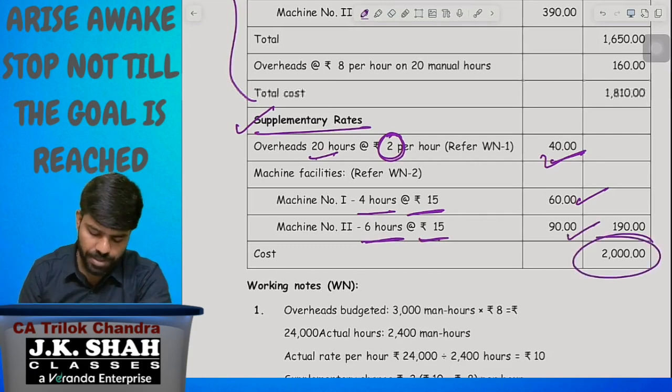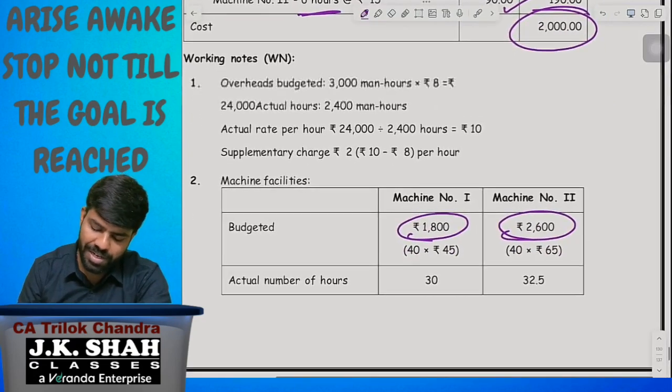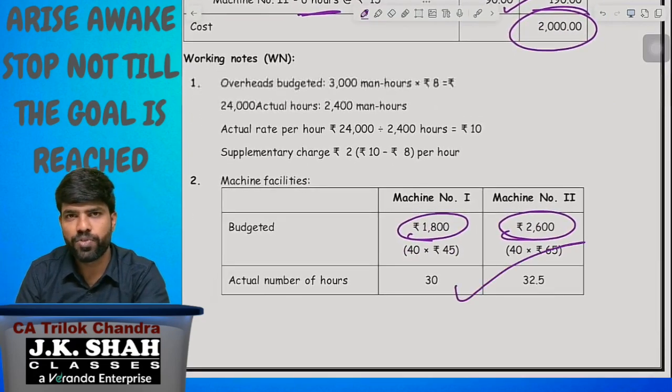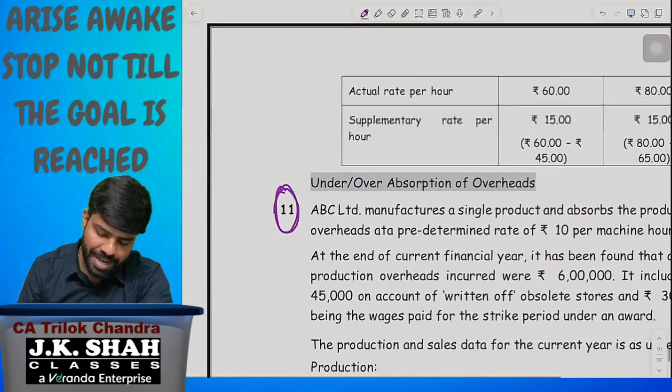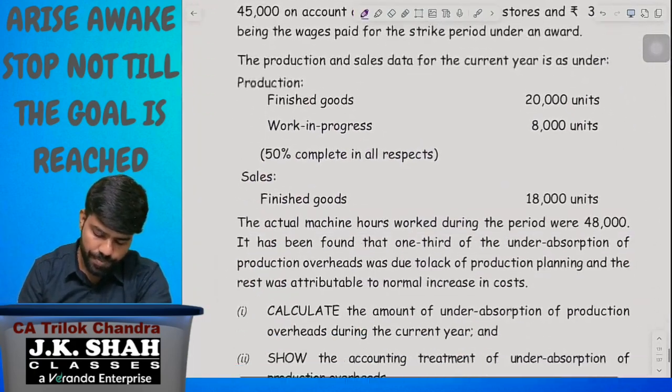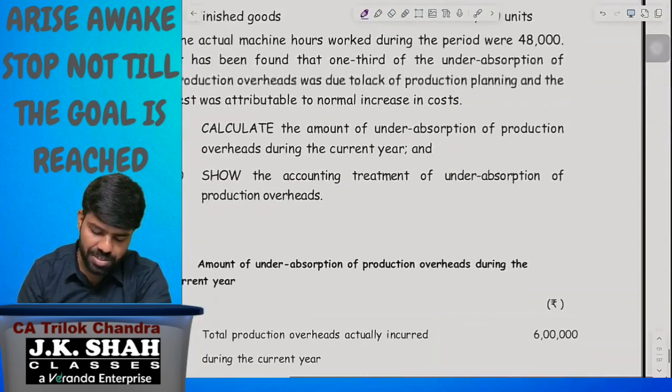Getting the clarity? Next. They have given the working notes. You can go through this. So by this we are done with that question. Next, I think it is the last question based on this concept.